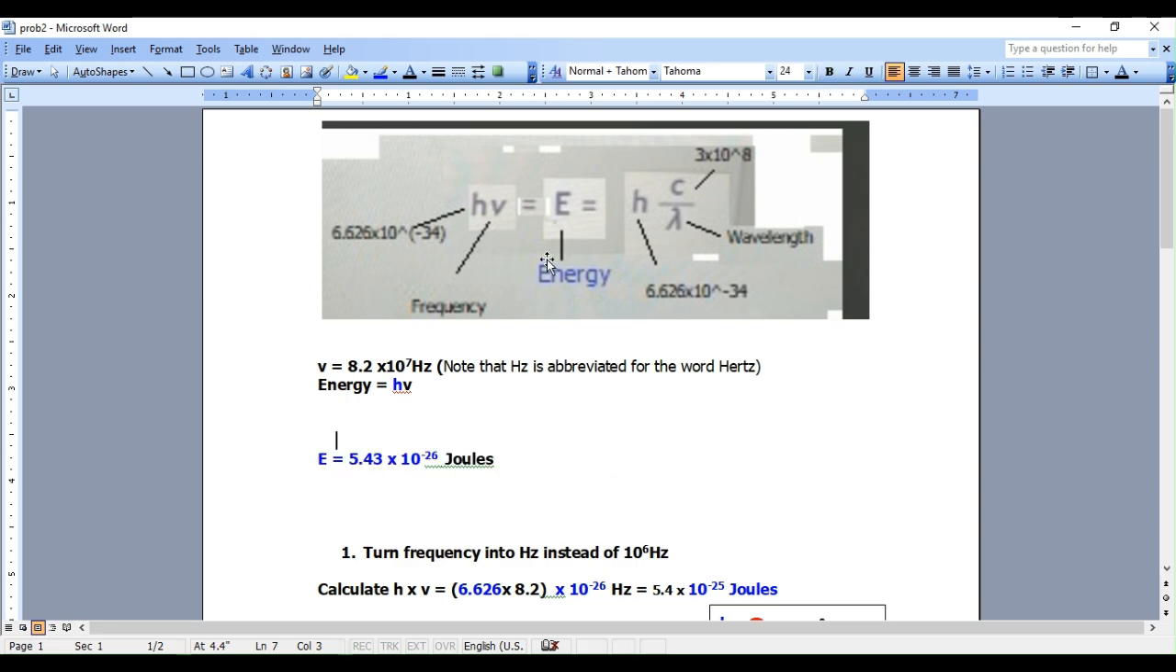In the next video, we'll get the wavelength. In this video, we solved E equals h v, and energy is like a bridge. We can now jump with this energy number to solve for wavelength, the number underneath. We'll do that in the next video.